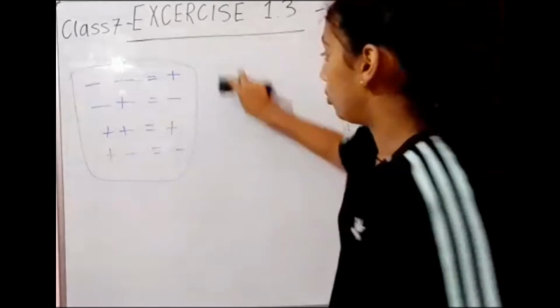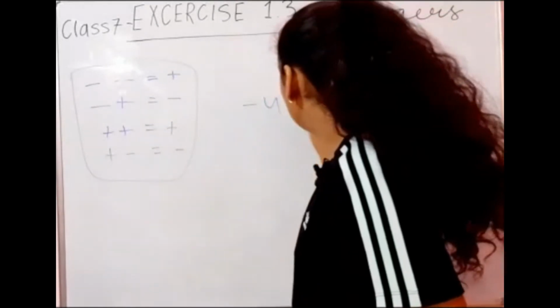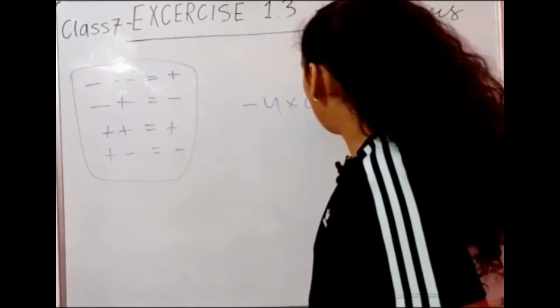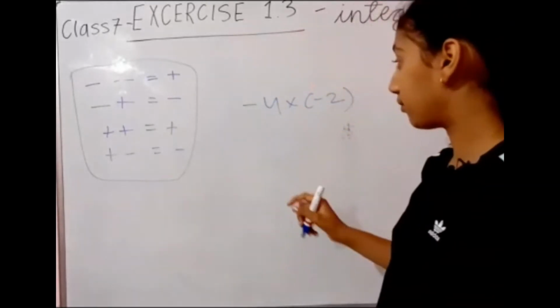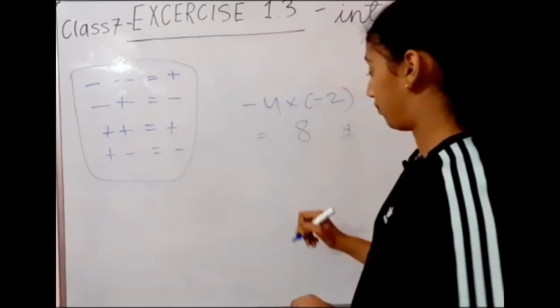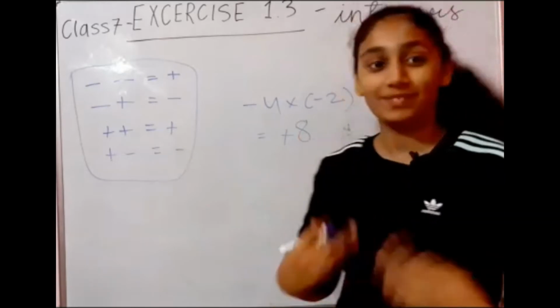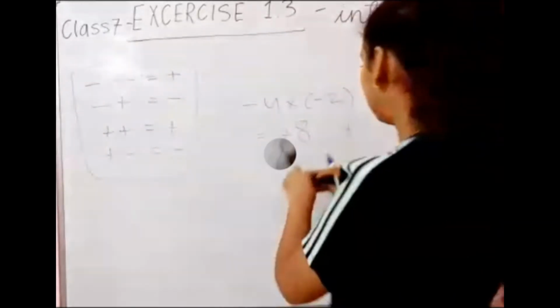Now, let us do two negative integers, like minus 4 multiplied by minus 2. 4 2s are 8. Minus minus becomes plus.